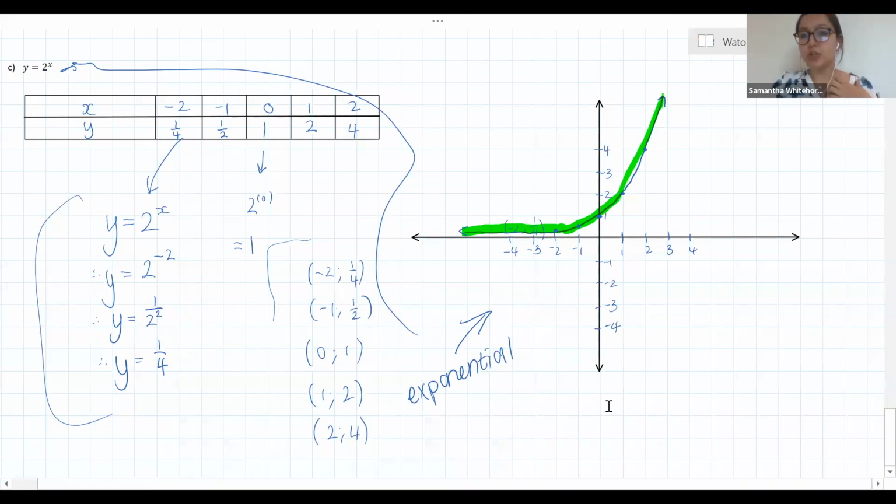All right, so hopefully we found that interesting. We learned about some new graphs today. There are definitely more types of graphs that we can be exposed to, but just understand all it is is a relationship between an input and an output.